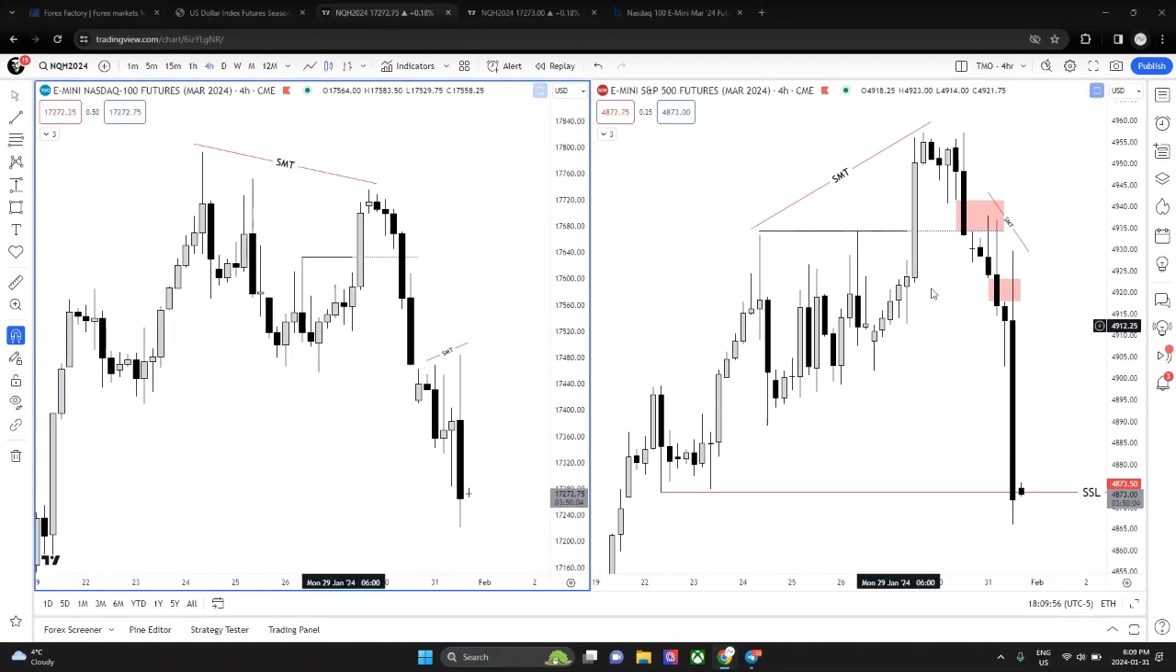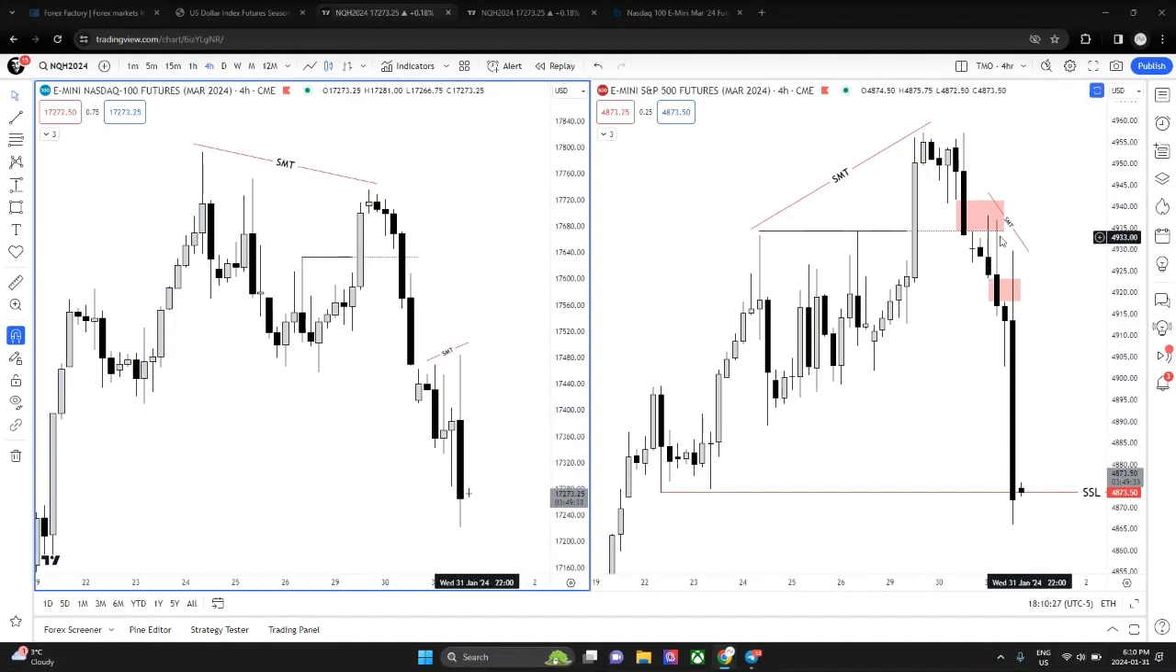So price took out the New York session right here with Q4's manipulation, which was the FOMC news, and fell, right? You can see that this took out the high, right? But this did not. This failed to do so. And what happened after it failed to do so? It fell way more than this did.